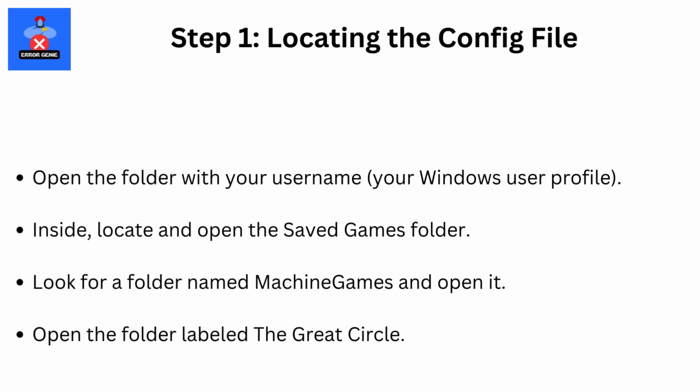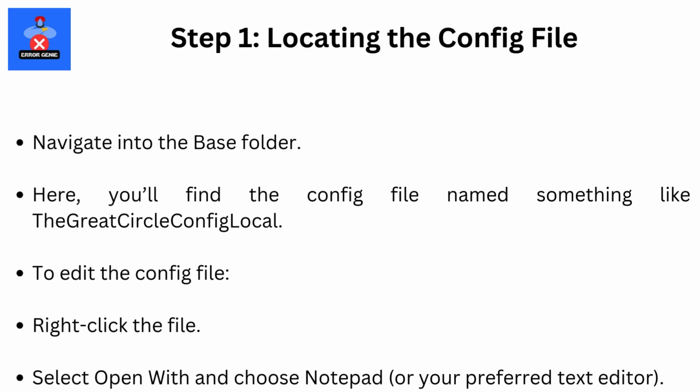Inside, locate and open the Saved Games folder. Look for a folder named Machine Games and open it. Open the folder labeled The Great Circle. Navigate into the base folder. Here you'll find the config file named something like The Great Circle Config Local.